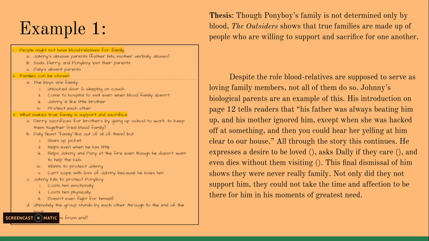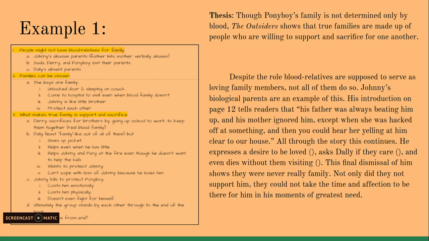So I start with the broad point. Johnny's biological parents are an example of this. And again, I'm focusing on it slightly more: blood relatives, not family. And in this specific instance, for Johnny, his biological parents are an example of this. And here's where I'm starting my evidence. His introduction on page 12 tells readers that, quote, his father was always beating him up and his mother ignored him, except when she was hacked off at something. And then you could hear her yelling at him to clear to our house, period. Now notice that this had the page number before the quote. That's totally fine. If you had done this without saying on page whatever, you could just put it in parentheses outside the quotation marks.